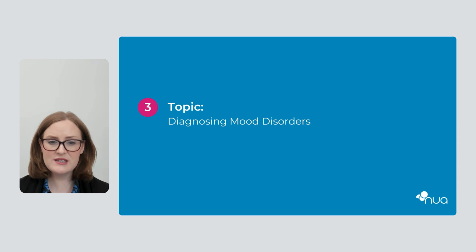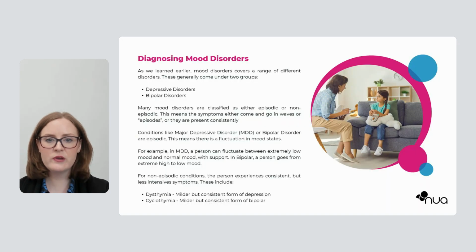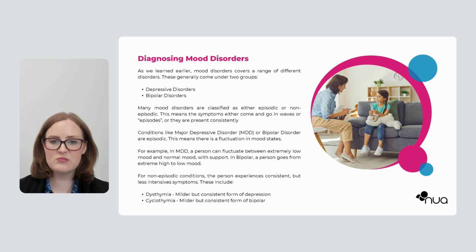Now let's look at topic 3, diagnosing mood disorders. As we learned earlier, mood disorders cover a range of different disorders. These generally come under two groups: depressive disorders and bipolar disorders. Many mood disorders are classified as either episodic or non-episodic. This means the symptoms either come and go, so they're episodic, in waves or episodes, or they are present consistently, so non-episodic. Conditions like major depressive disorder or bipolar disorder are episodic.